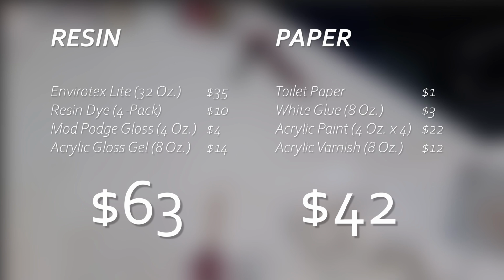Let's look at how far each purchase goes. How much coverage you get from epoxy depends on how deep your pour is, but let's say a 1/4 inch for this example, which is pretty typical. 32 ounces will cover 1.5 square feet. That's $42 per square foot.